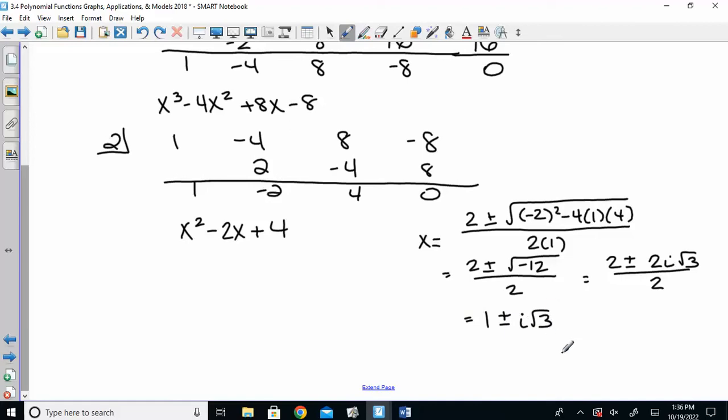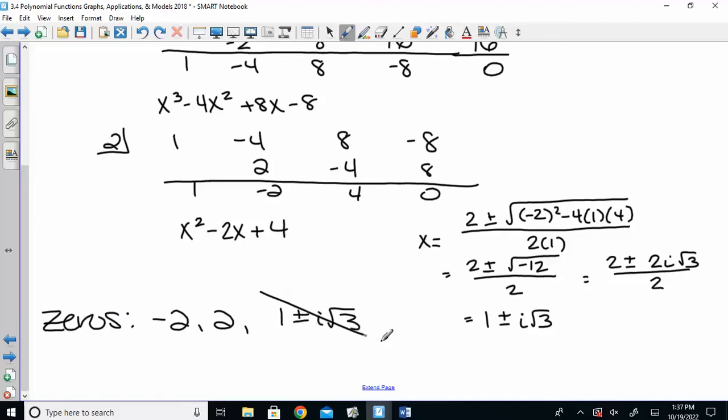Now, in terms of graphing, that is one of the zeros, but is that useful to me? No, why? Can I graph an imaginary zero? No. So when I ask for the zeros, my zeros are negative 2, positive 2, and 1 plus or minus i radical 3, but in terms of the graph, we can't actually graph that, so we're just going to ignore it for graphing purposes. Both of these have a multiplicity of 1, so will the graph bounce or go through? Through both of them.